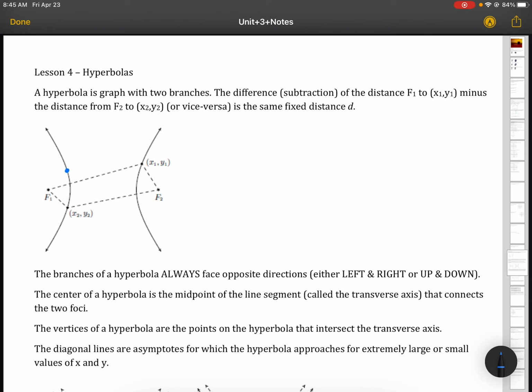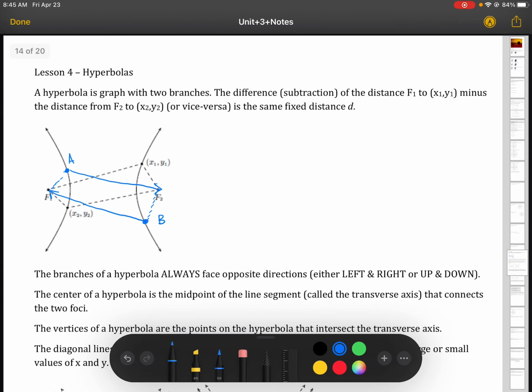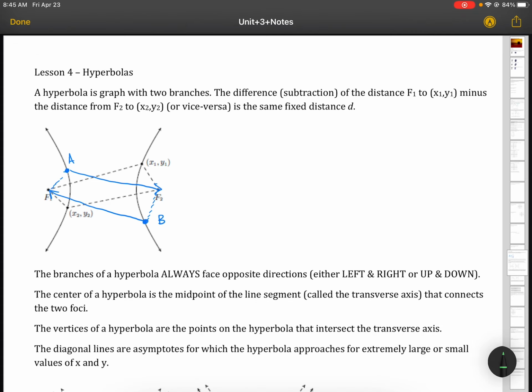So say we'll call this point A, then we'll draw another point here called point B. So the distance that we travel from B to F1 and the distance that we travel from A to F2, so we'll put arrows to indicate, right? So if we subtract these distances, we're going to get the same value as if we did this with, let's draw another couple of points.